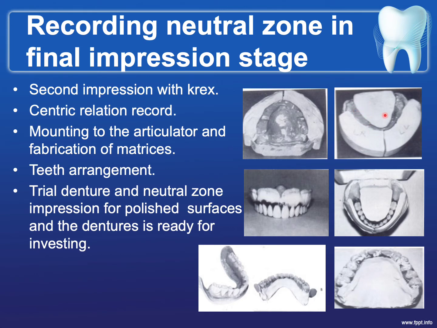This is the lingual matrix, this is the buccal and labial matrix. This is the space, the teeth will be at this space. This is the denture space after taking the neutral zone. The denture and neutral zone impression for polished surface, and the denture is ready for the investing. This denture is ready for investing.